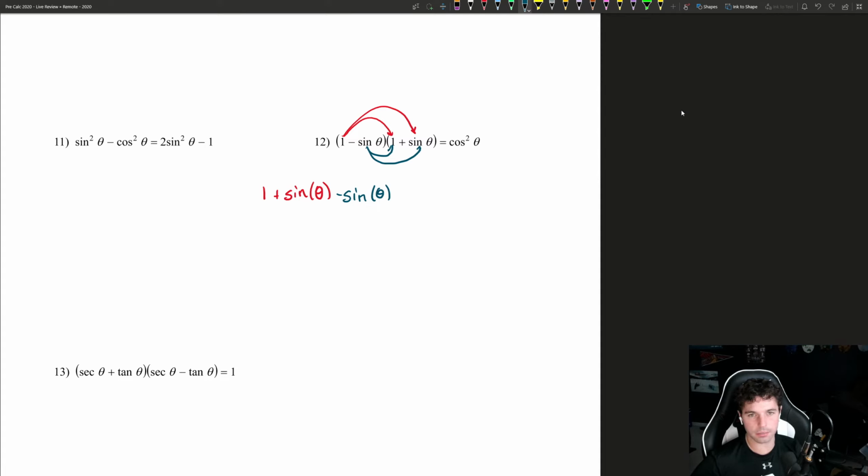So minus sine theta and then plus minus sine theta squared. That's all you have, the cosine squared. All right. Now, so that's just foiling. Plus sine, minus sine, those 2 things cancel. And we're left with 1 minus sine squared theta.